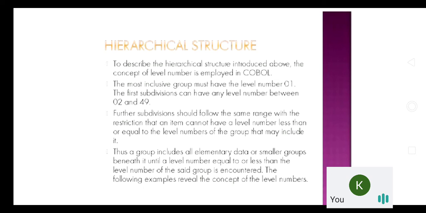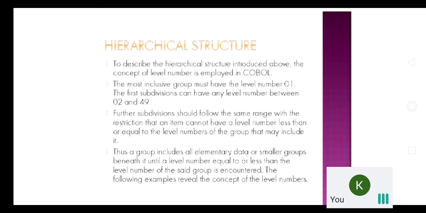And then further subdivisions, whatever subdivisions you have under this level number, you could use various numbers starting from 02 to 49. So the 01 is the most inclusive group, and under it, for all the subdivisions that you are going to use, you could use the numbers from 02 to 49. You could use any of these numbers. This is the important restriction while using level numbers.